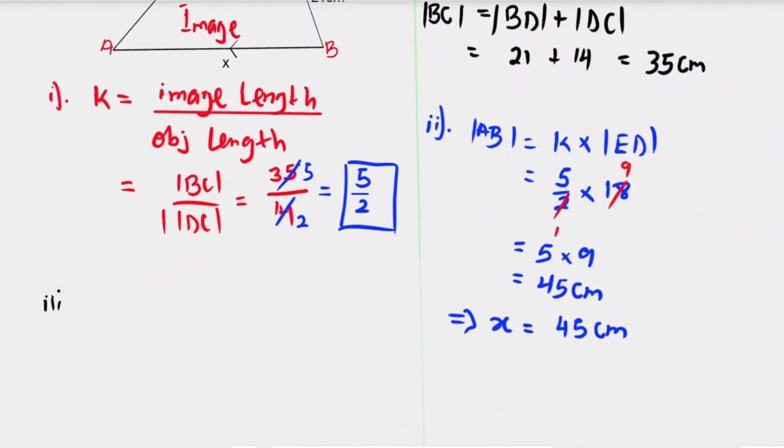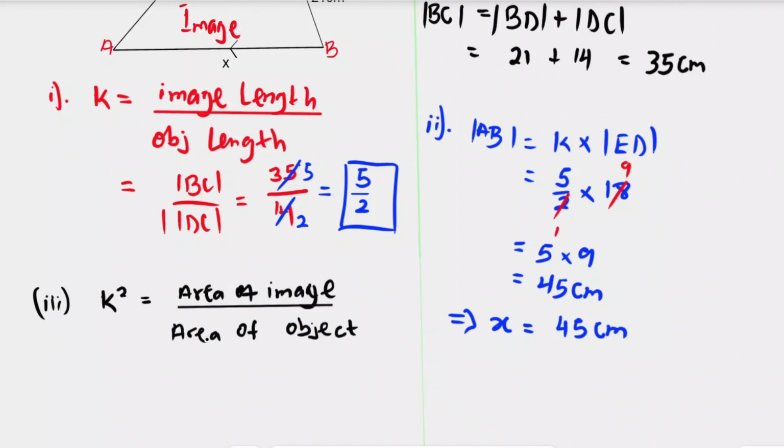That's going to be I. We know that the scale factor in terms of area is going to be k squared. So that's the format that we're going to use here. In terms of area, the scale factor k squared is equal to area of image over area of object. You have to know this formula as well.